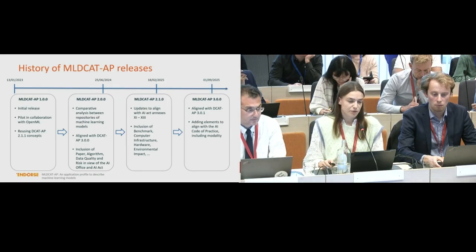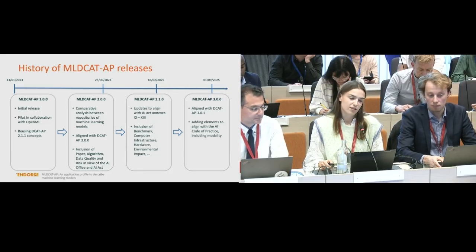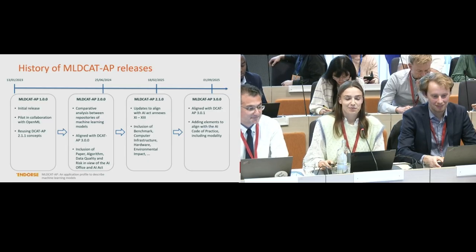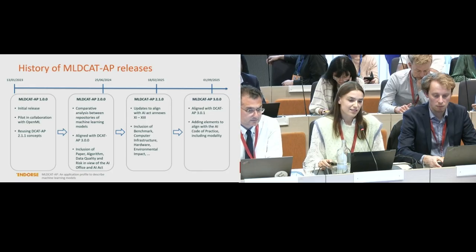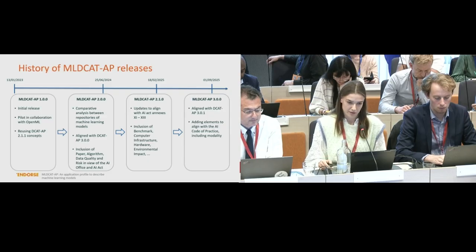We have been working on MLDCAT-AP for 2 years already, 2.5 years. It started with the initial release, MLDCAT-AP 1.00, which was in collaboration with OpenML after a pilot, and we reused concepts from DCAT-AP 2.1.01. Then we have MLDCAT-AP version 2.00, where we added some analysis and features from Hugging Face, Kaggle, and different repositories of machine learning models, and we started to align with DCAT-AP 3.00. So, for example, we included paper, algorithm, risk, etc. Then we had a minor release, 2.1.0, where we updated the model to align with the AI Act annexes 11 to 13. So we included a bunch of new classes, such as benchmark, computer infrastructure, hardware, environmental impact, and more.